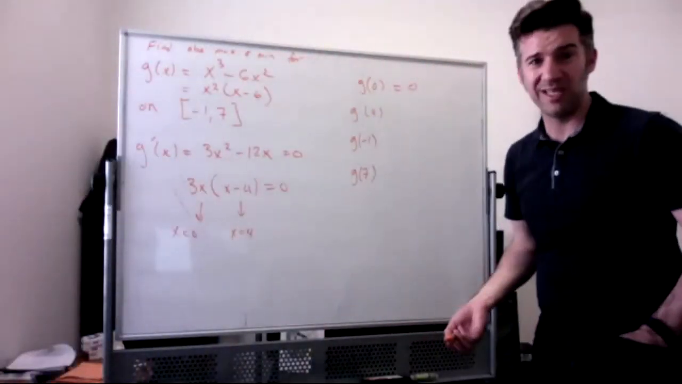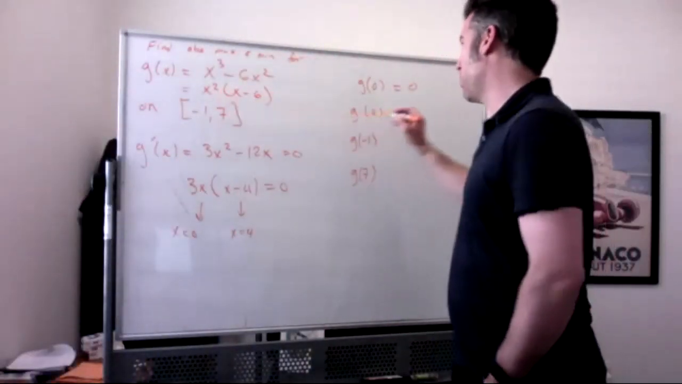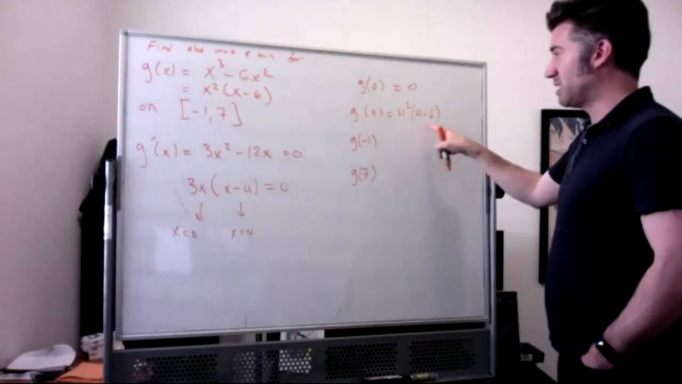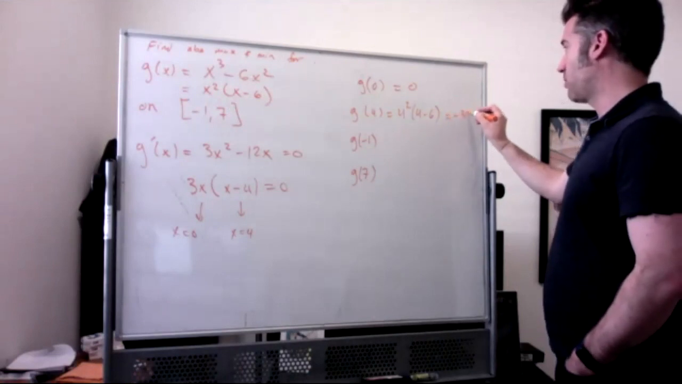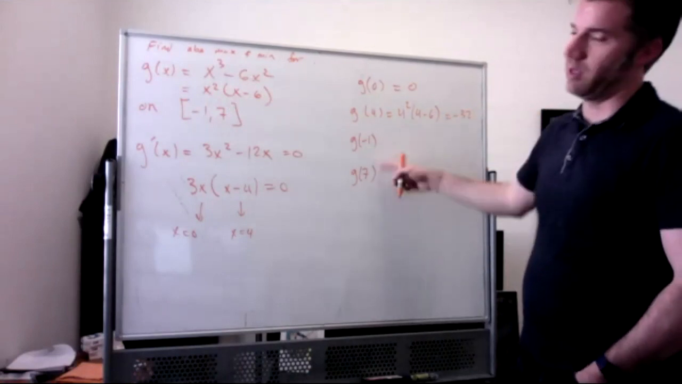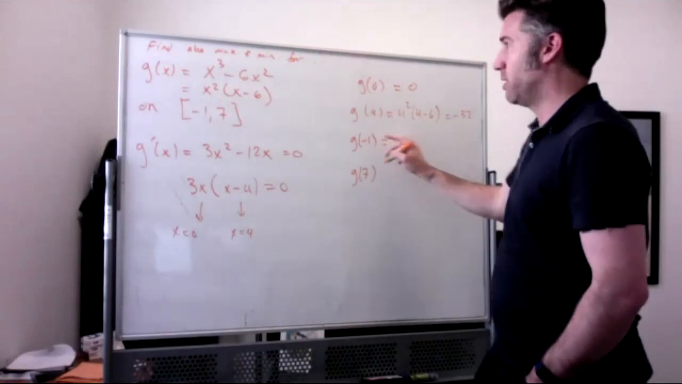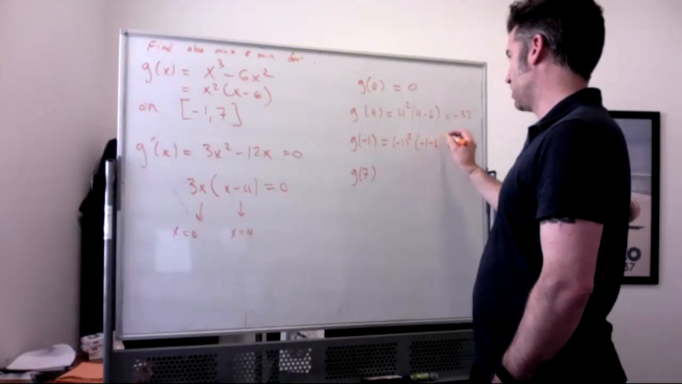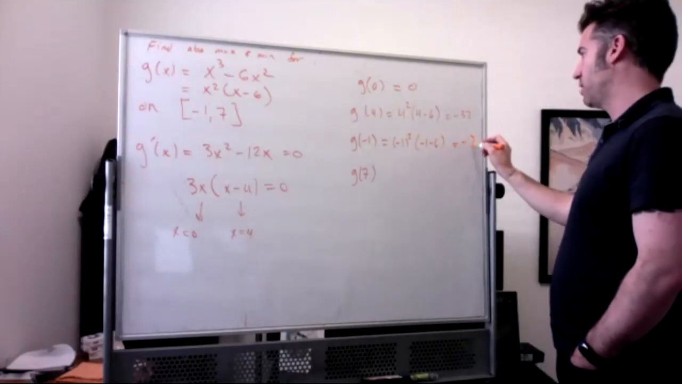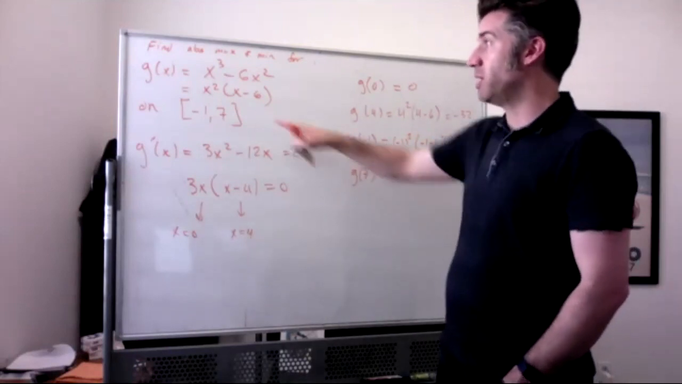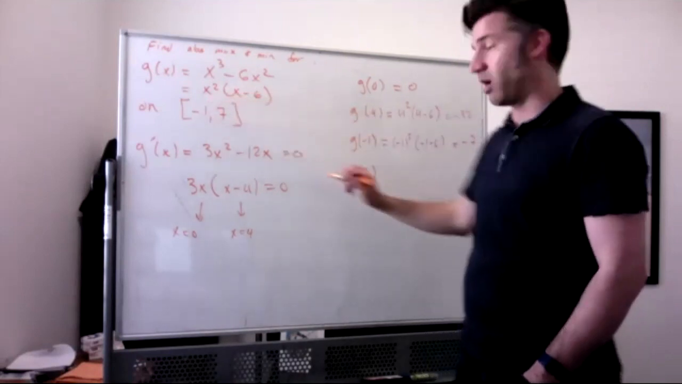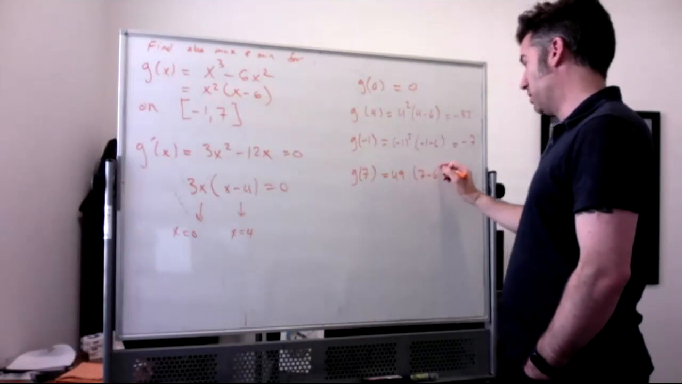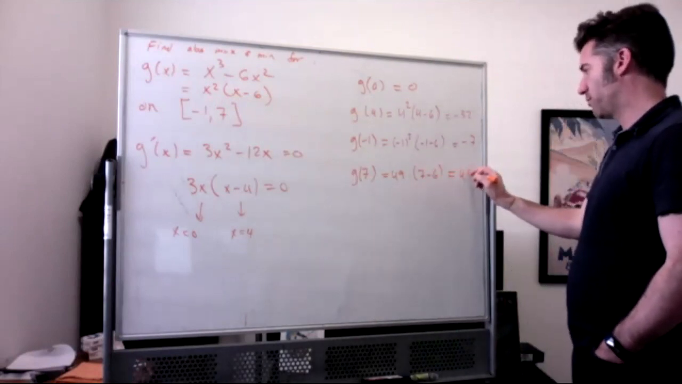Because now plugging in 4 is easy. Plugging in 4, I get 4 squared times 4 minus 6, which is 16 times -2, which is -32. G of -1 is easy anyway, but I get -1 squared, which is 1, times -1 minus 6, which is 1 times -7, which is -7. And g of 7, much easier here. It's going to be 7 squared, which is 49, times 7 minus 6, which is 1. So 49.